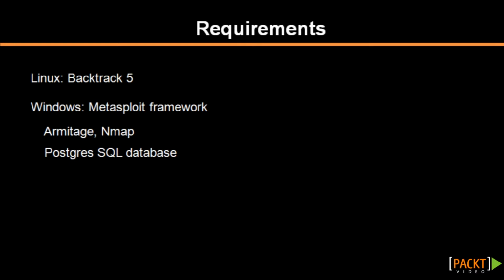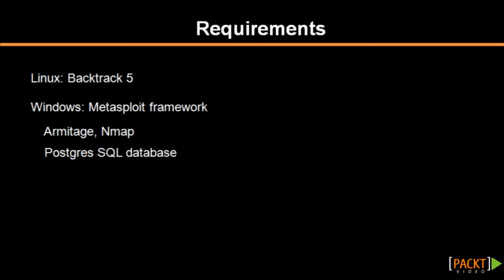Apart from this, we will also be requiring a database setup. Metasploit supports by default PostgreSQL database, which can be either installed separately or installed alongside the Metasploit framework download. Finally, it's highly recommended that you use the Backtrack 5 Linux-based operating system. The reason for this is that it already has the entire framework pre-installed, along with other required dependencies, as well as third-party tools like Armitage and Nmap. So this was a quick demonstration about the requirements of this entire video series.